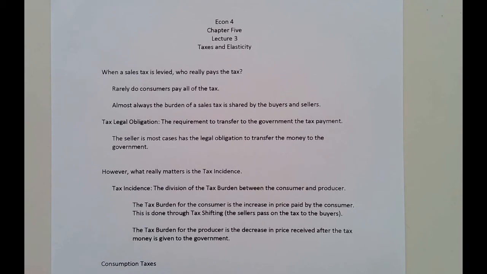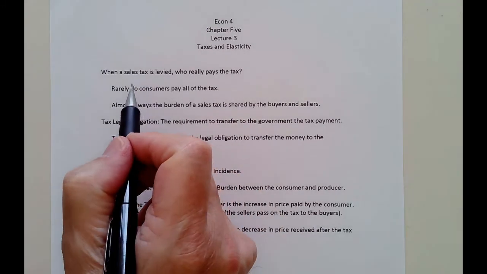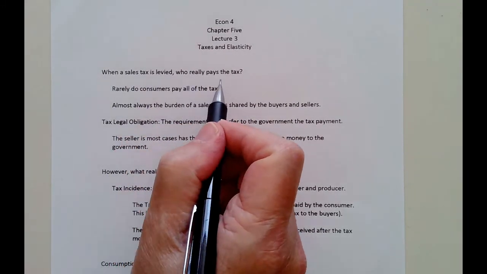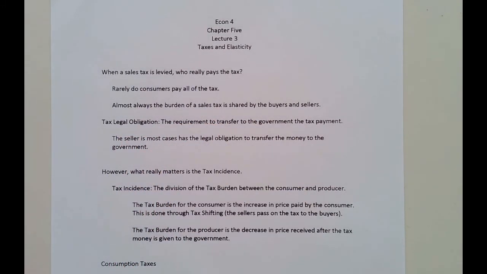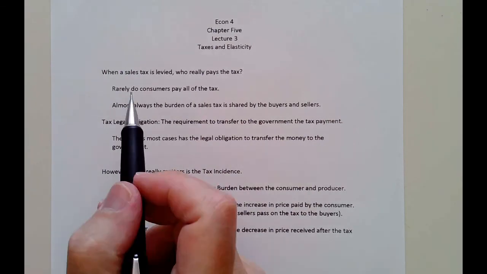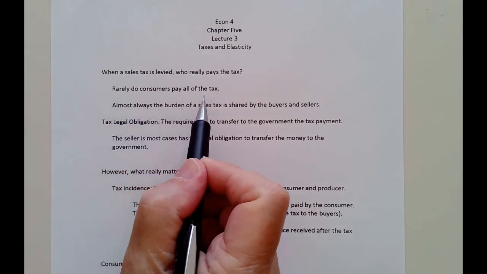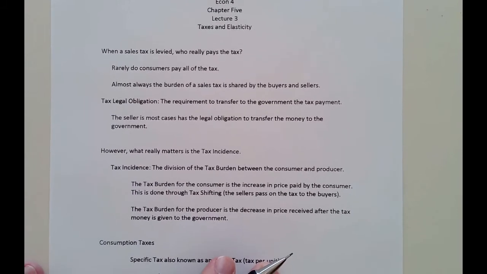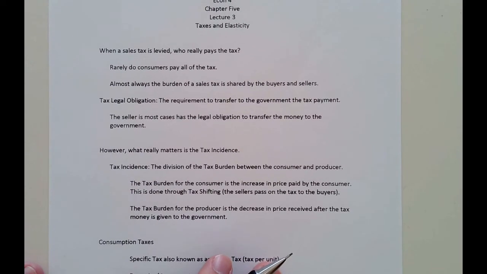The first one is that when a sales tax is levied, who really pays the tax? It's a common belief that the consumers are the ones who pay the tax. However, our economic analysis in this chapter will show that that is highly unlikely. Rarely do consumers pay all the tax. There are a few rare cases where that would happen, but in most cases, the consumption tax will be split between the consumers and the sellers.